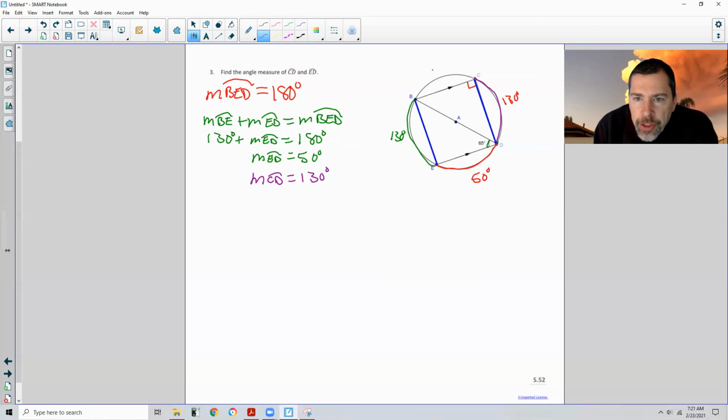Okay, and then therefore this would have to be 50 over here, and always check. 130 plus 50 is 180, plus another 50 is 230. And 230 plus 130 is 360, and that is 360 degrees.